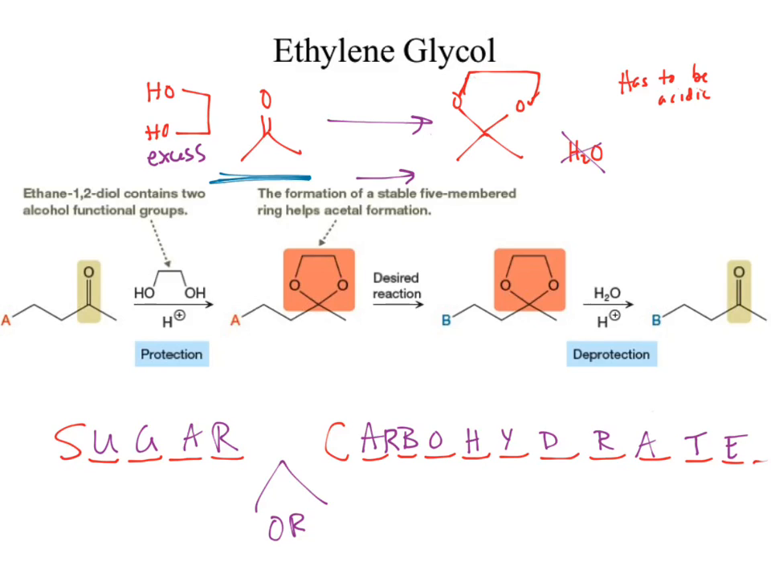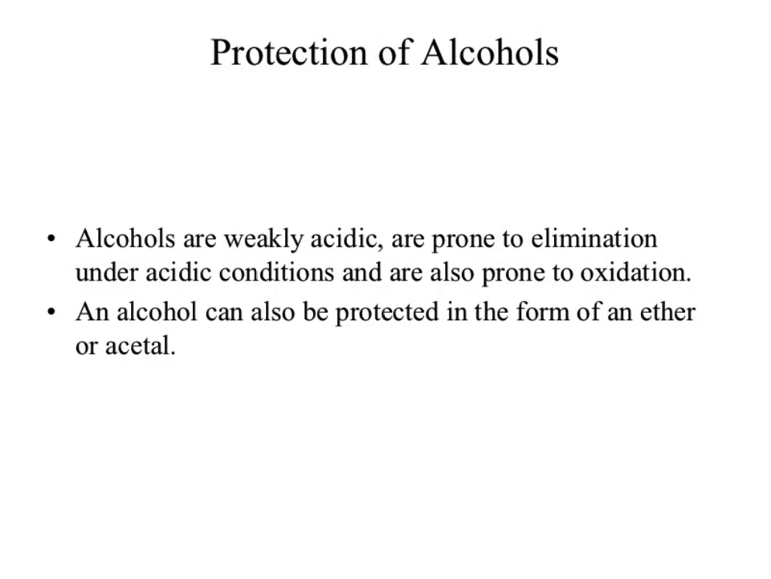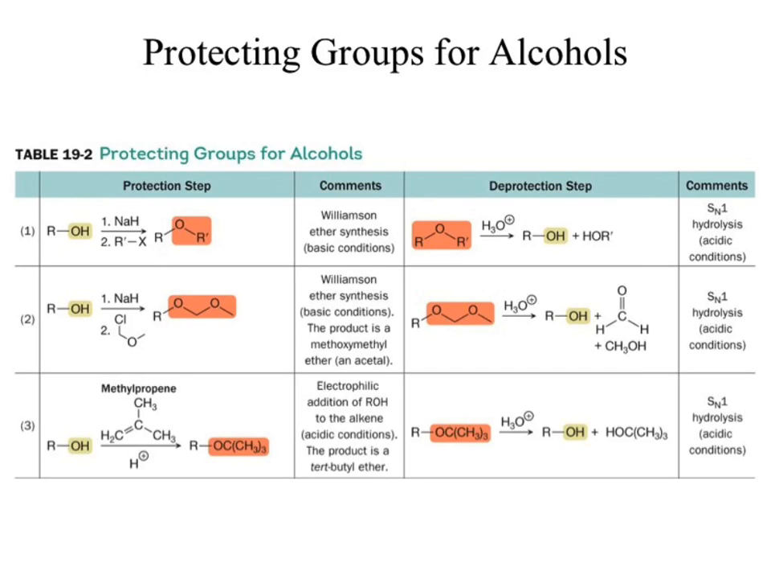So in any case, acetals, protecting groups. Let's ignore the retrosynthesis. What if we had a different functional group, like an alcohol? I want to protect an alcohol. Are there things that we could put onto alcohols that we could also remove? Yes, that's why we're in this section. What are those things? All the things. These are all the things that you could potentially do to alcohols to protect them.